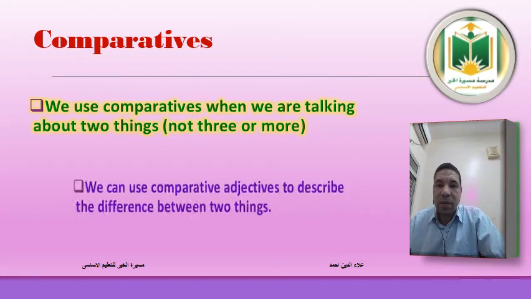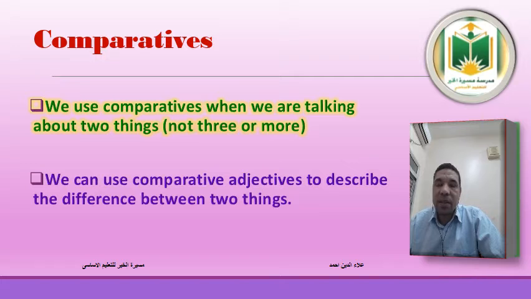The first part of this lesson is comparative adjectives. We use comparatives when we are talking about two things. When we are talking about two things, not three or more, we can use comparative adjectives to describe the difference between two things only.